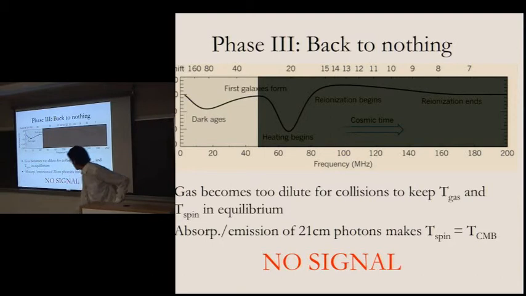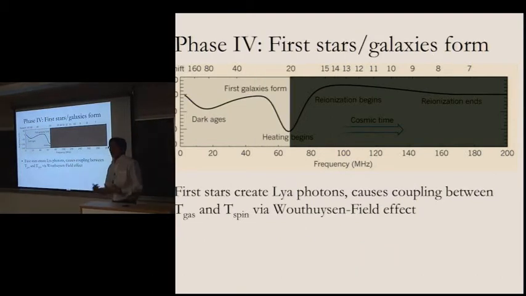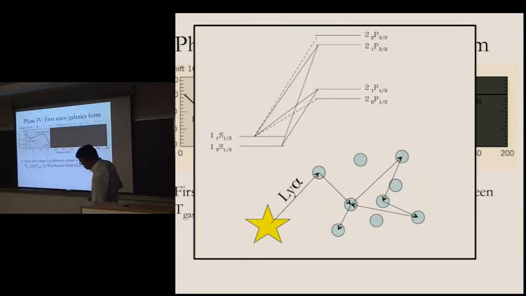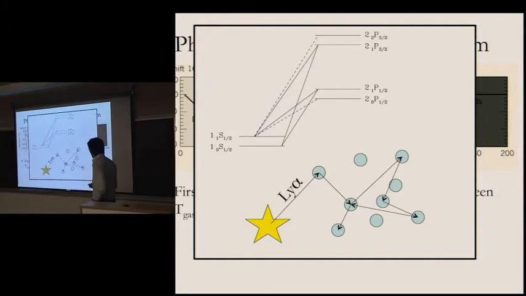Now the exciting stuff begins. You form the first stars and galaxies. They spew out Lyman alpha photons. And Lyman alpha photons aren't very transparent to hydrogen. So you spew out this Lyman alpha photon, it resonantly scatters off these hydrogen atoms. These photons are now in thermal equilibrium with this gas.